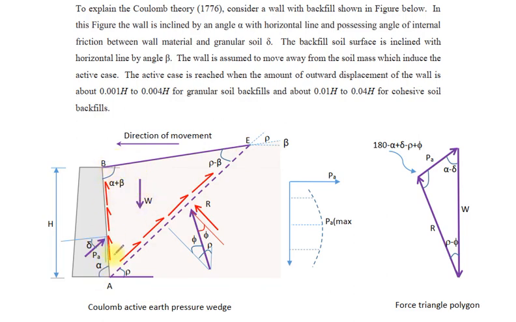The first is the weight of the wedge. The second force is the resultant of the forces along the line of rupture AE and normal to the line of rupture. The resultant is R, and its inclination with the normal to this line is phi. Also, the active force is inclined by angle delta with the line perpendicular to the back face of the retaining wall. All these forces can be represented in the following polygon.